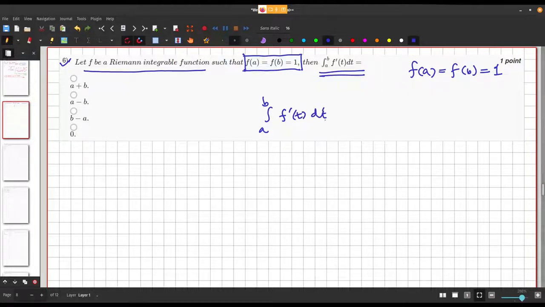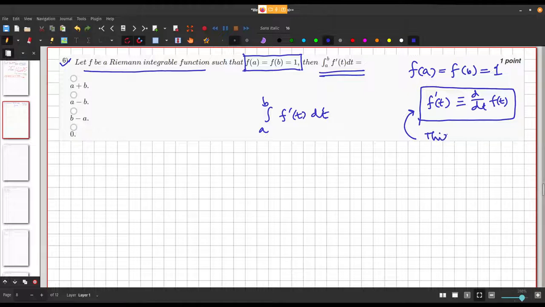of f prime t dt. Okay, so since f prime t is given here, we'll automatically assume that the function is differentiable, and this is defined as d/dt of f(t). Okay, and this is defined in the region a to b. Since we are given an integration in that region, we'll automatically assume that this is true.